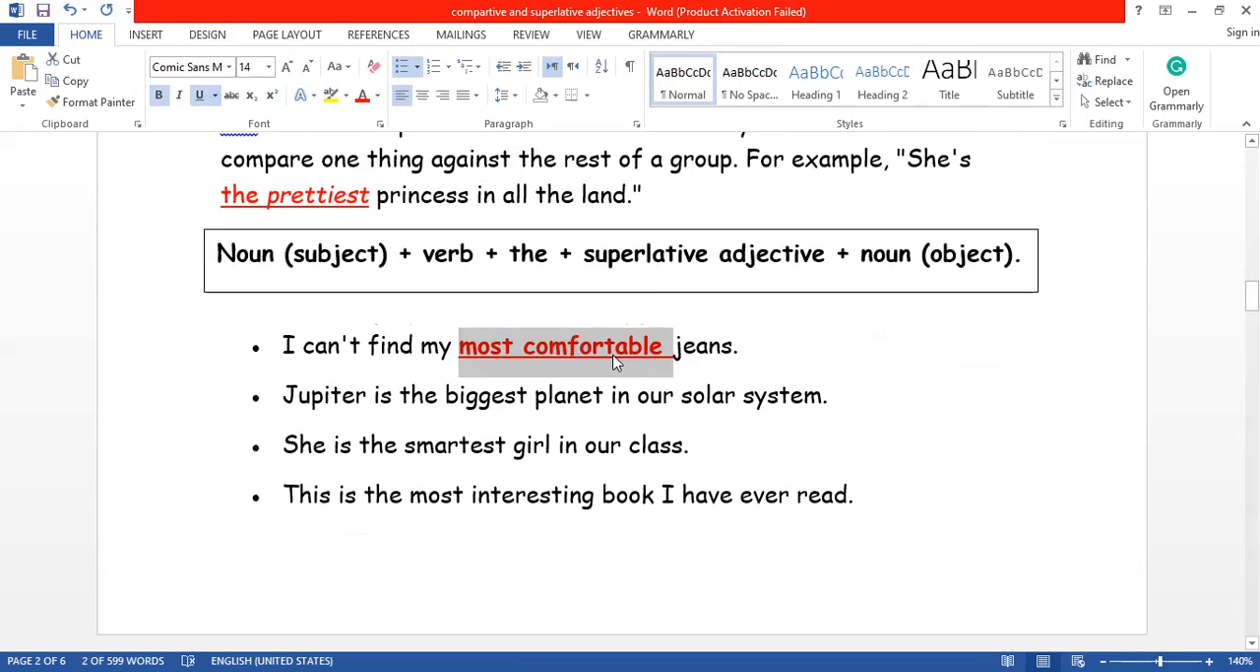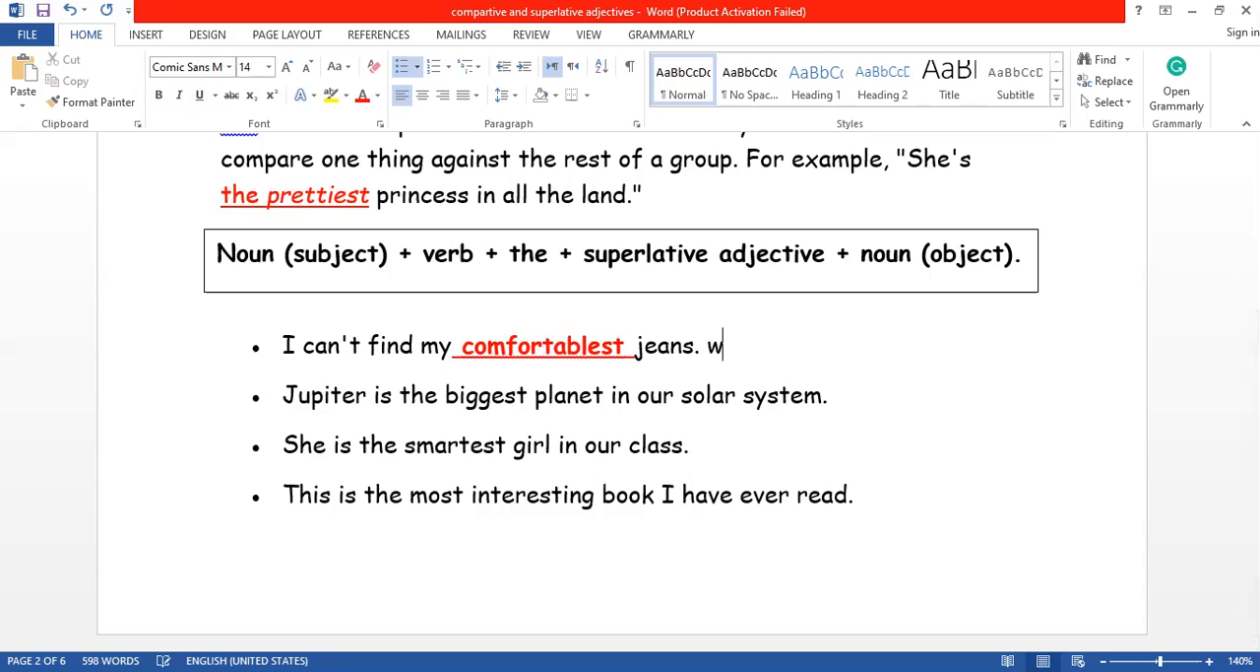Comfortable. We have 3 syllables. Adjective, 3 syllable adjectives, okay? Most comfortable. Comfortable, 3 syllable word. So we use most with it, not est. It's wrong to say I can't find my comfortablest. So if we write it this way, it's wrong.